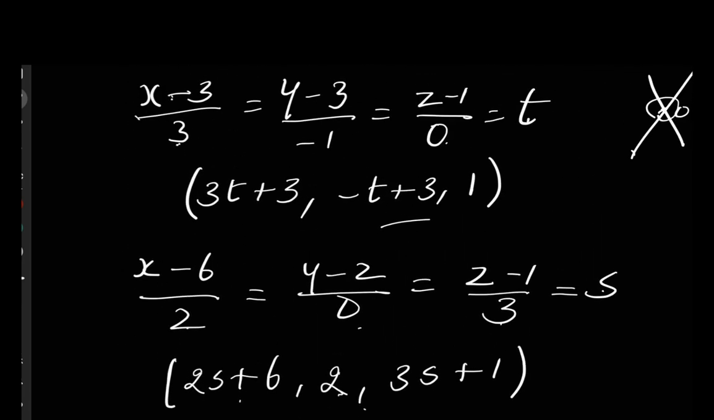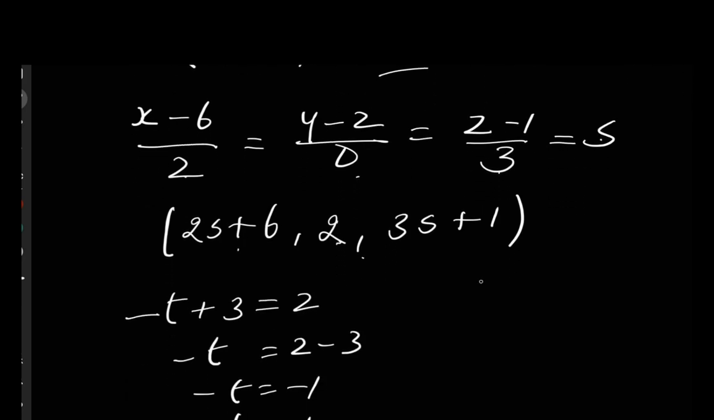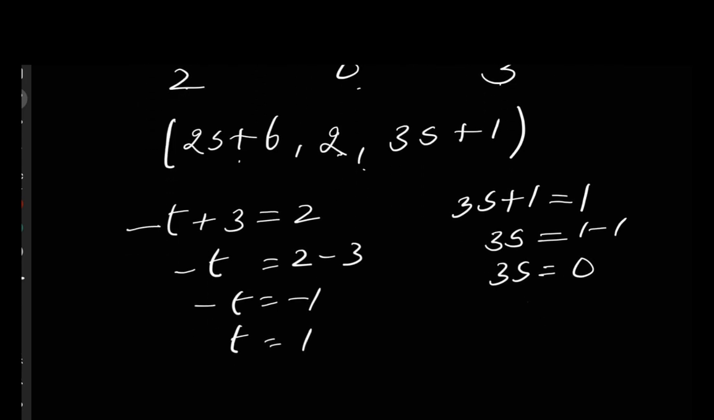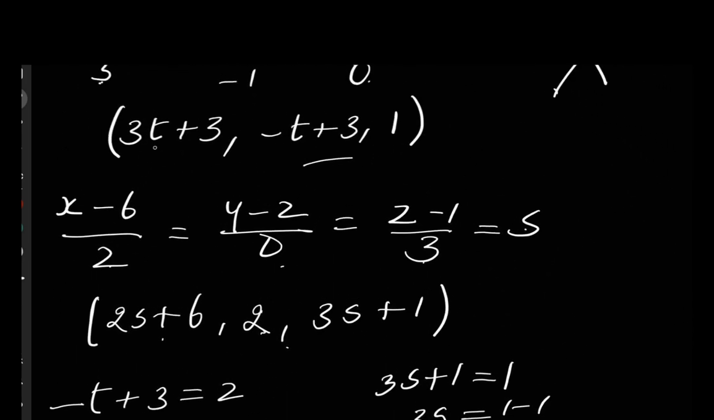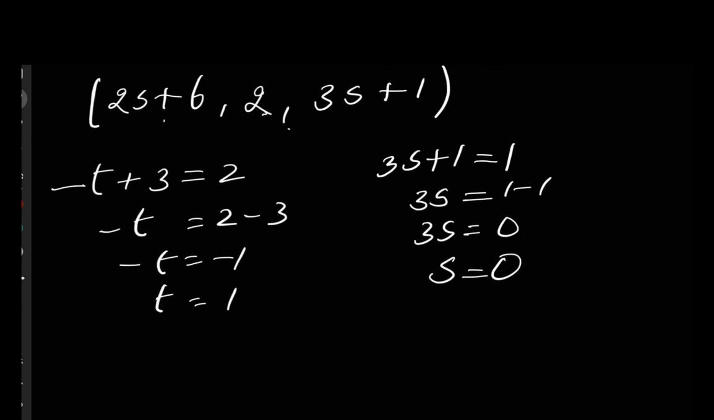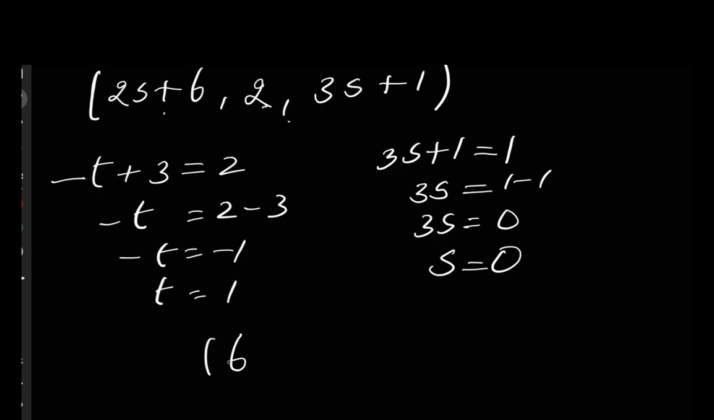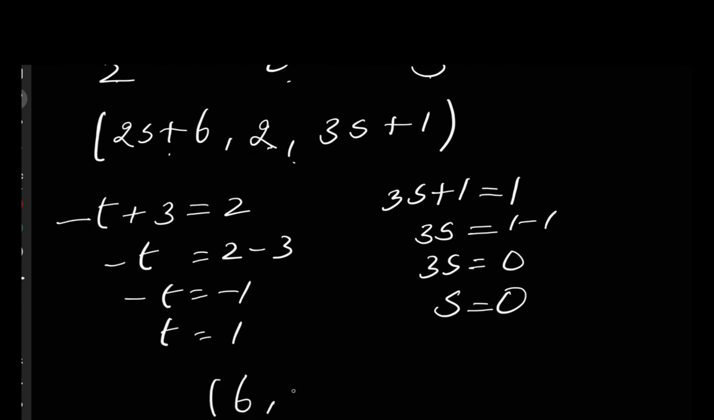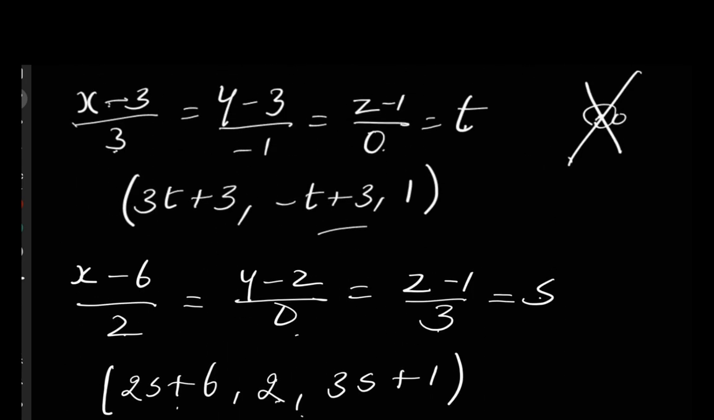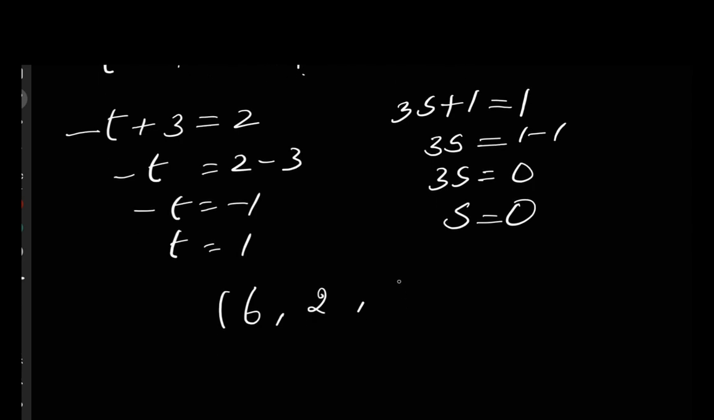So take the z value here: 3s plus 1 is equal to 1. So 3s is equal to 1 minus 1, 0. 3s is equal to 0, so s is equal to 0. Substitute in the coordinates. If I substitute t as 1, 3 plus 3 is 6. And minus t plus 3, that is 2. Then the z value is 1.